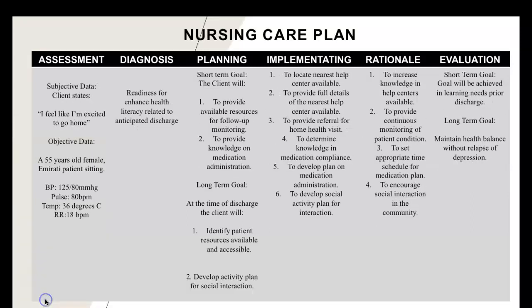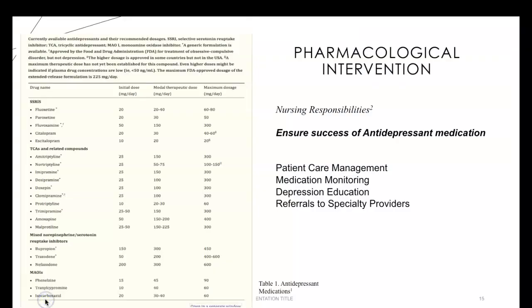A further nursing care plan includes readiness for enhanced health literacy related to anticipated discharge. The aim of this is to provide available resources for follow-up monitoring, provide knowledge on medication administration, identify patient resources available and accessible, and develop an activity plan for social interaction to achieve optimal health for the patient.